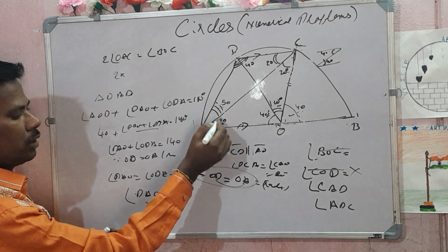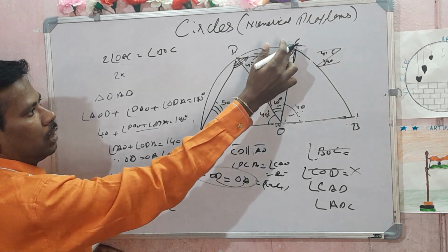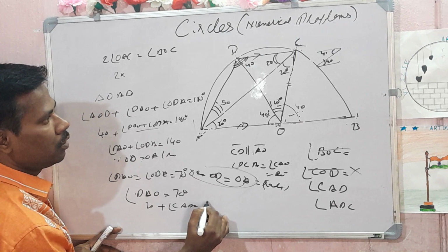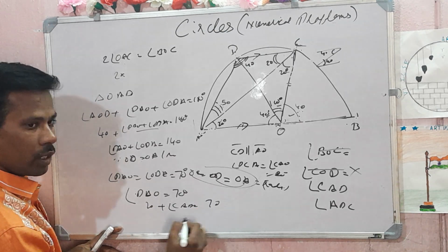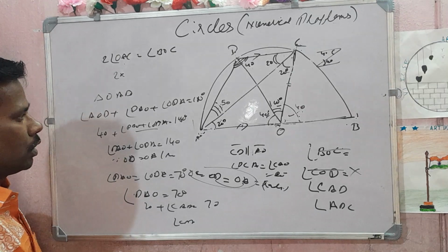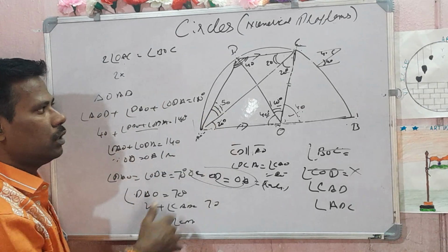When you add this and this, the result should be 70. So 20 plus angle CAD is equal to 70. So bringing this one, angle CAD is equal to 50 degrees. So it's a lengthy process, but it is very, very simple. So this angle is 50.